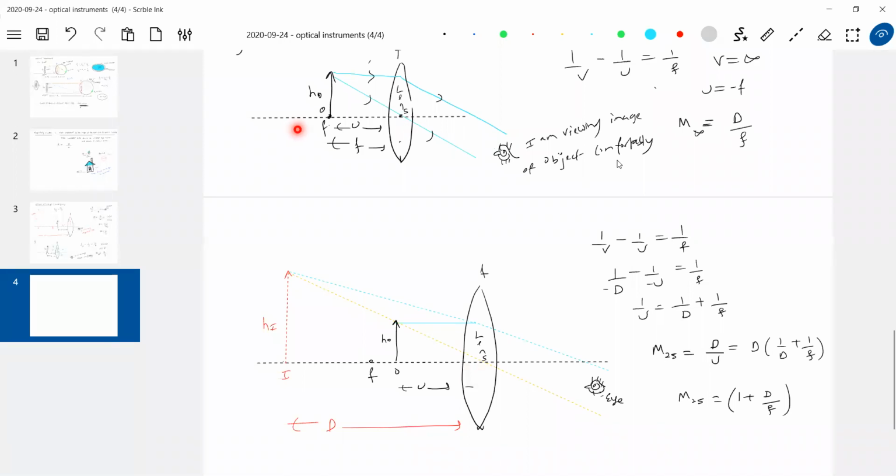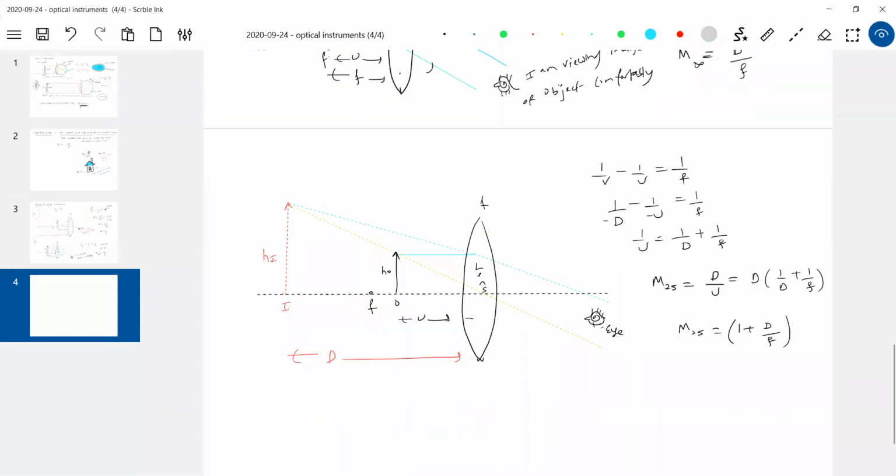You are unable to see things, no? Then the object will not be visible. The rays will not enter the eye. So therefore, what is the condition? Either U should be equal to F or U should be less than F. Then only you can use this lens for magnifying power, as a simple microscope. This is called a simple microscope.